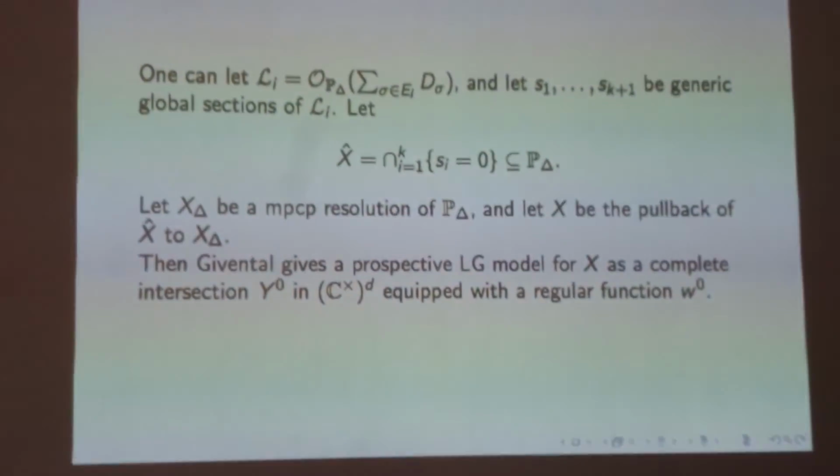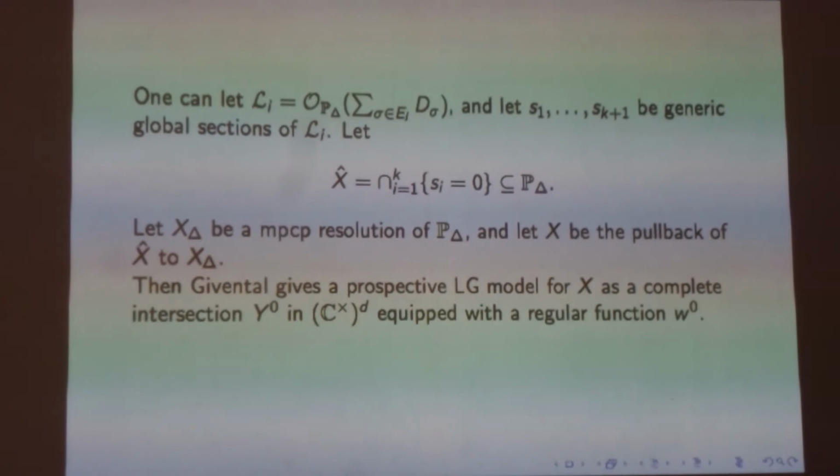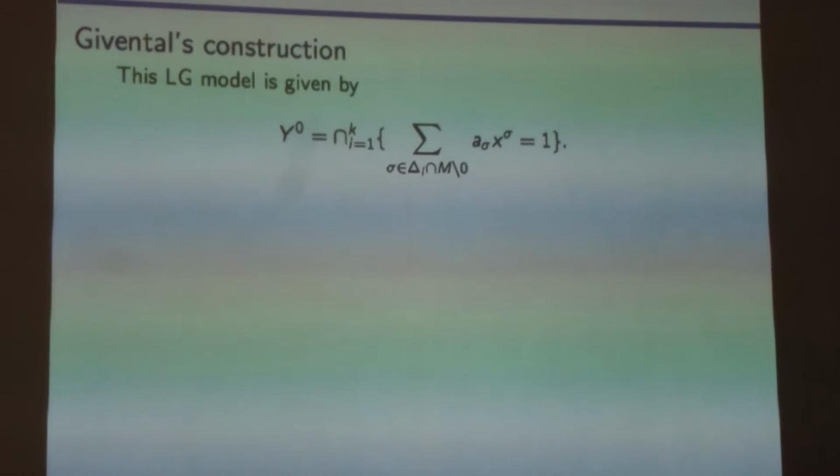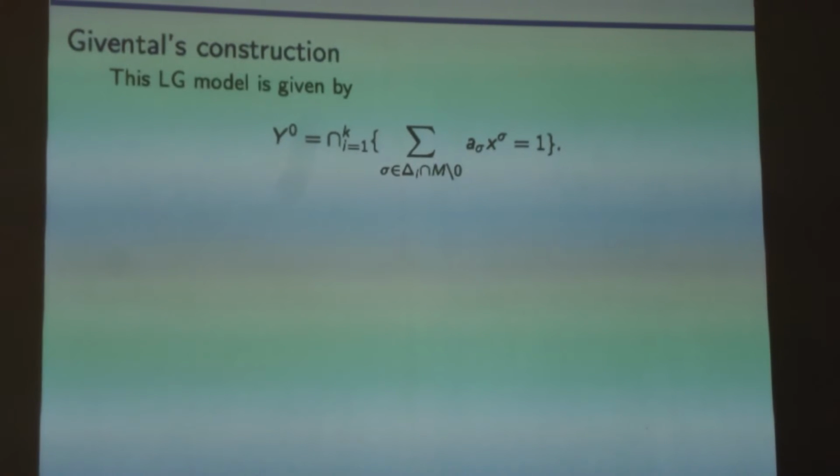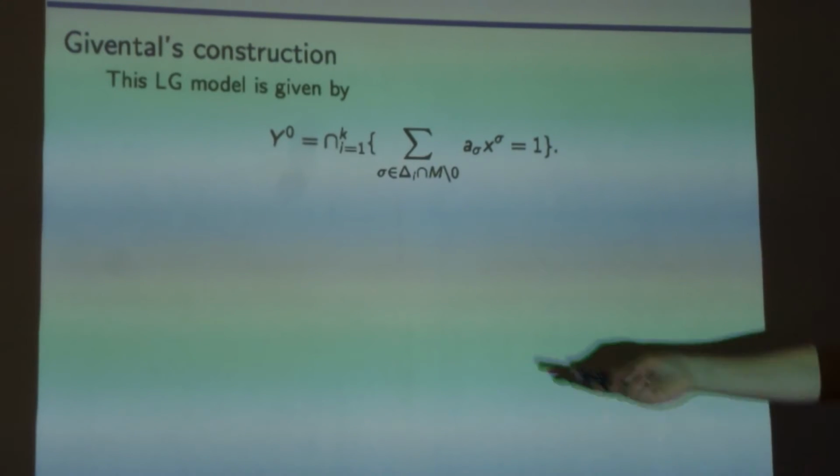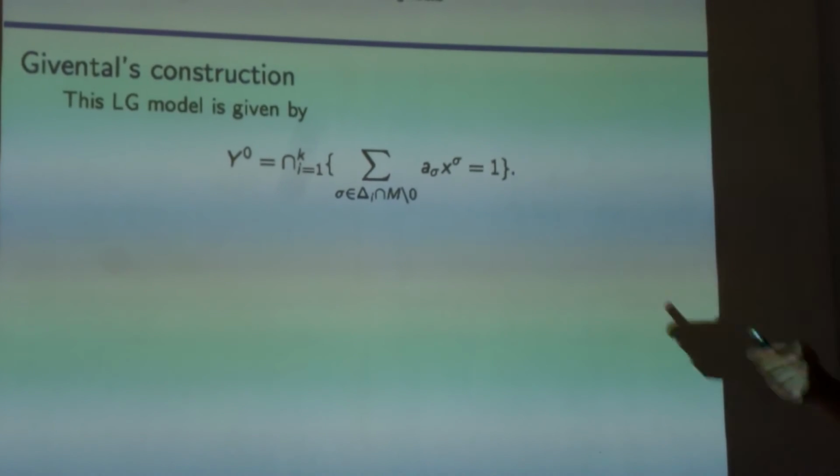So Givental gives a way to compute the Landau-Ginzburg model of this X. This is given, as a first approximation, by a complete intersection in a torus, C star to the D, and this is going to be a family with just a regular function. To do this, it's a very similar process. So this is given by this complete intersection inside the torus again.